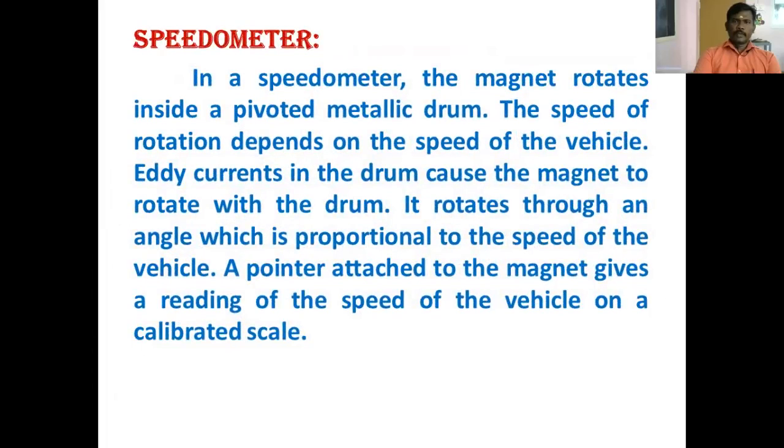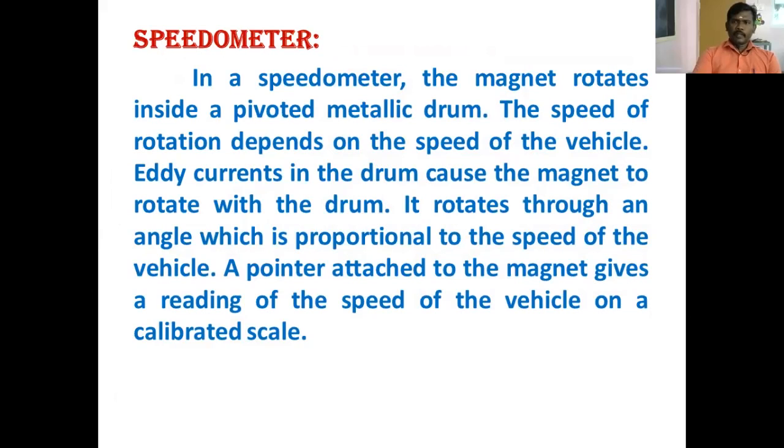Next one, speedometer. The function of the speedometer is also like the deadbeat galvanometer. The speedometer is a device used to give the speed of the vehicle at that particular instant. We can measure the speed of any vehicle with the help of the speedometer at that particular instant.